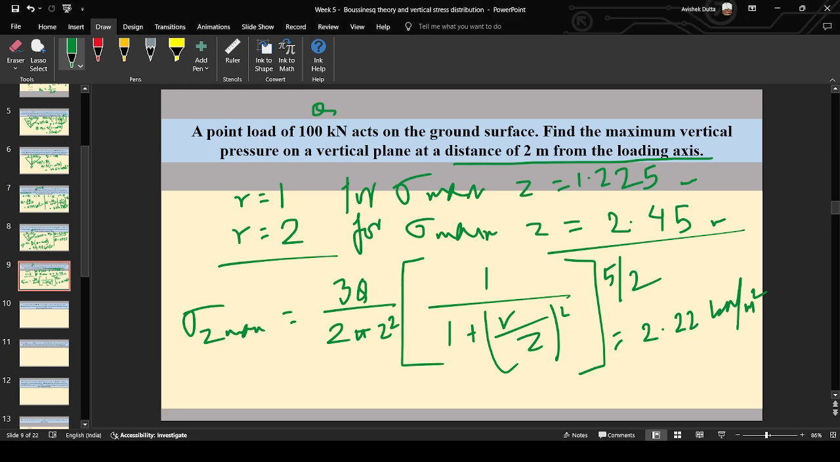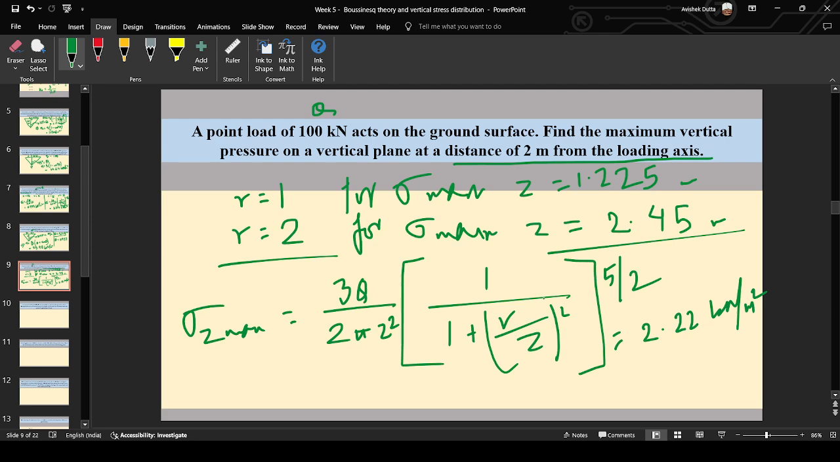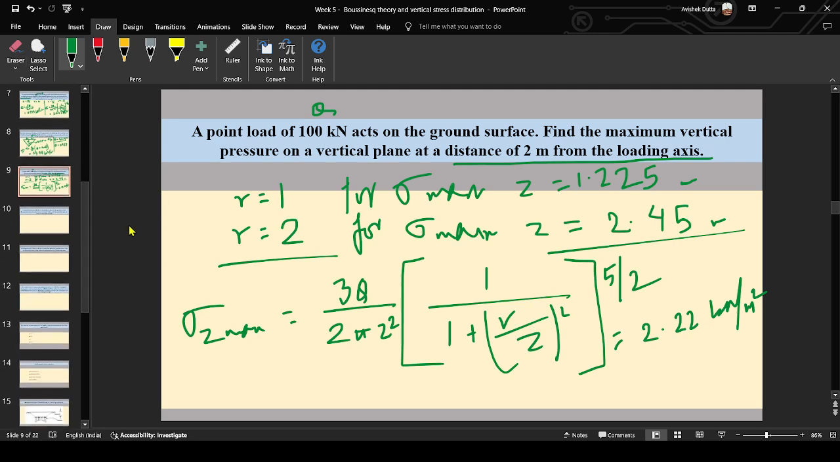I'll just repeat the solution here. What have I done? I have just found the value of Z for the maximum vertical stress when R equals 2. If at R equals 1, the value of Z for sigma max is 1.225, then for R equals 2, Z will be 2.45, double the first instance. Then we have the value of Z, R, and Q. Putting them in the Boussinesq formula for sigma Z max, we get 2.22 kilonewton per meter square. Next question.